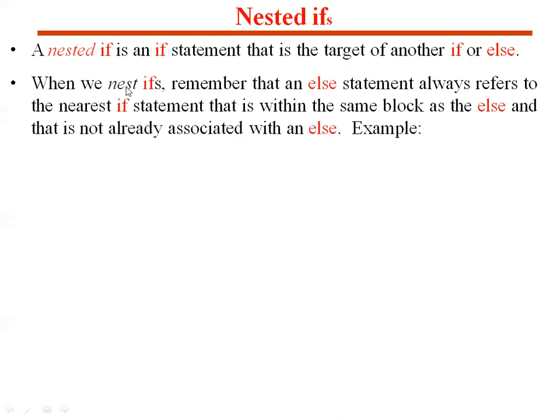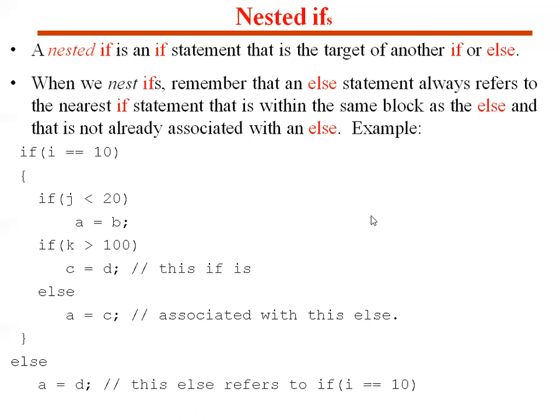So what we need to remember is, whenever you are nesting if else statements, please remember an else statement always refers to the nearest if statement that is within the same block as the else, and which is not already associated with an else statement. So in short, we can say that each else will be associated with the closest if statement in nested if statements. A simple example we'll consider here.